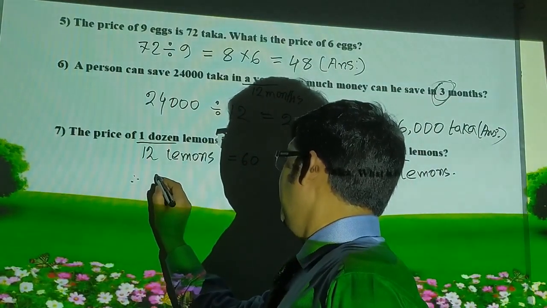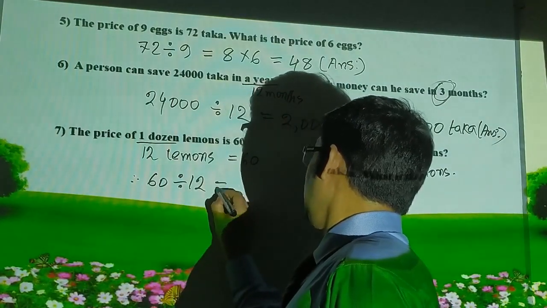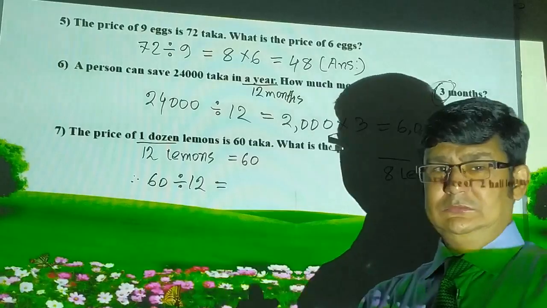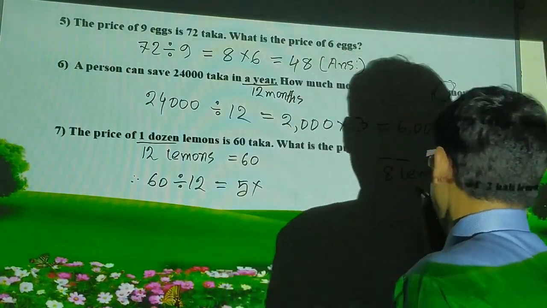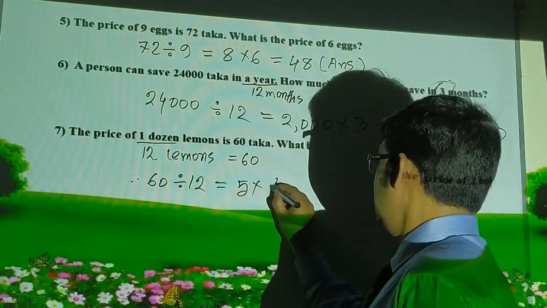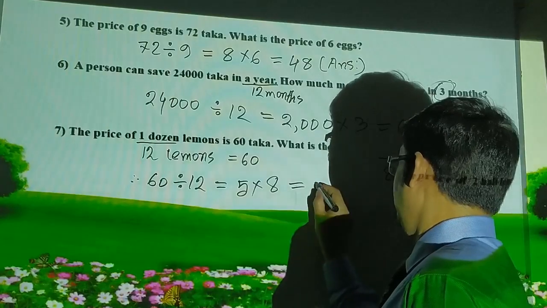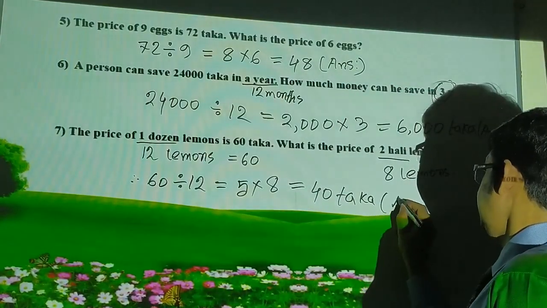So therefore 60 divided by 12, it will be price of 1 lemon. So 1 lemon 5 taka. And how many? 2 hali. 2 hali means 8 lemons, so 40 taka. So this is our answer.